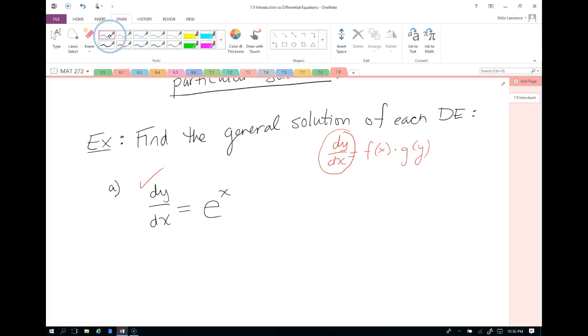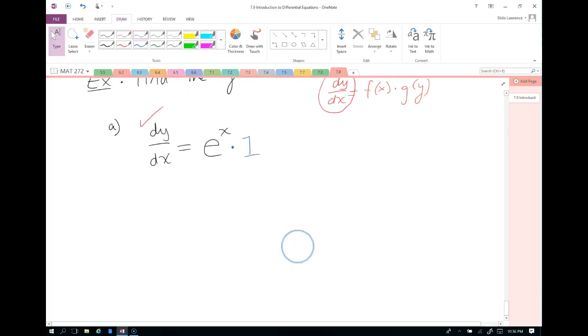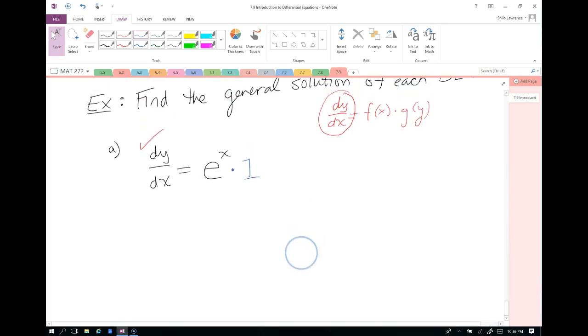And that's perfectly fine. We can always think of this as times 1 if we want to. And we can just say g of y equals 1. So this is separable. It does follow the format that we need it to. Sometimes we just need to be a little creative.